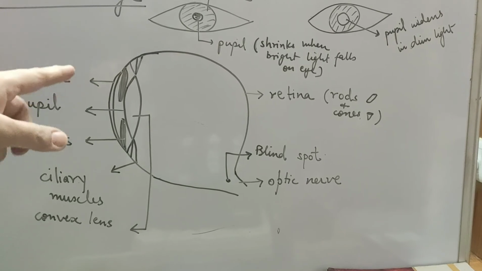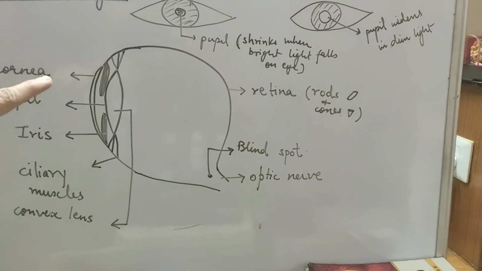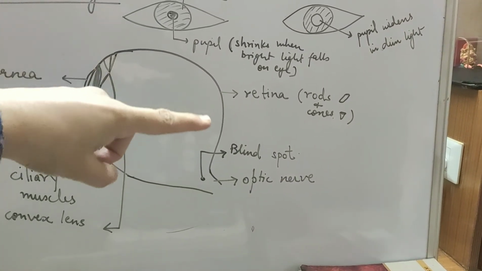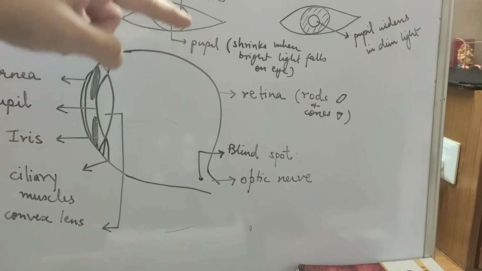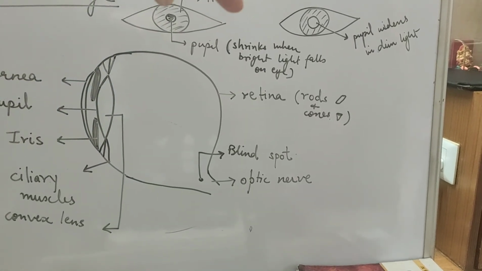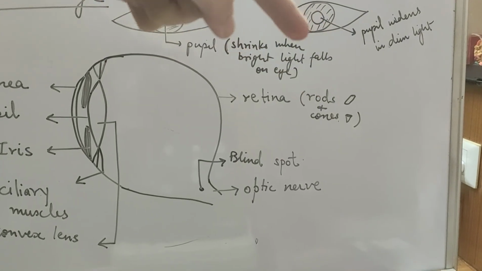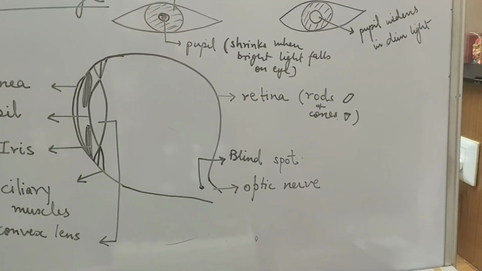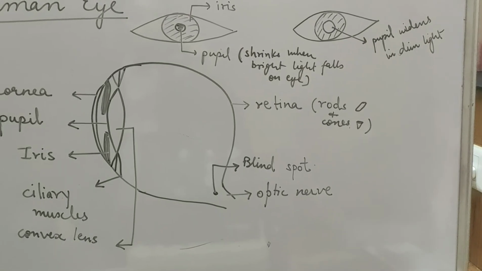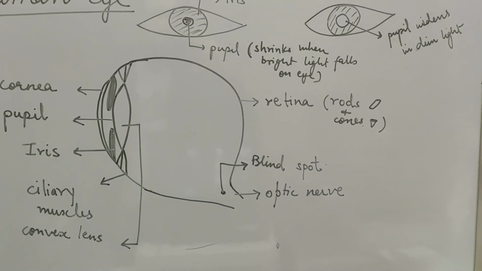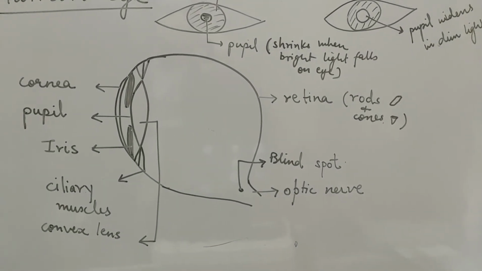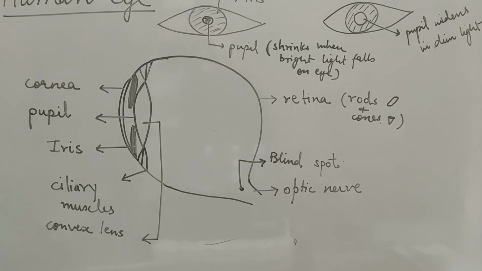After the convex lens has converged the light, the real and inverted image is formed on the photosensitive film called the retina. Retina has two types of cells, rods and cones. That name is given to them depending on their shapes. Rods are rod-like shaped, and cones are conical in shape. Cones are sensitive to colors, and rods are sensitive to the intensity, dim light.